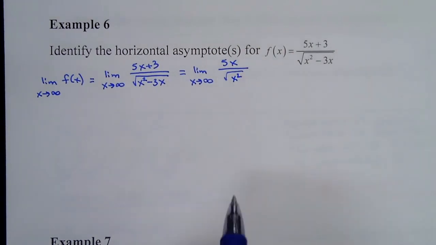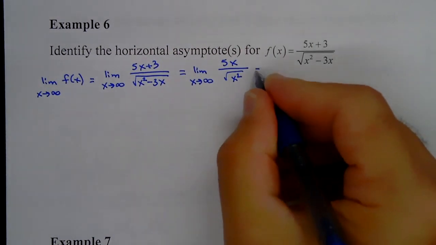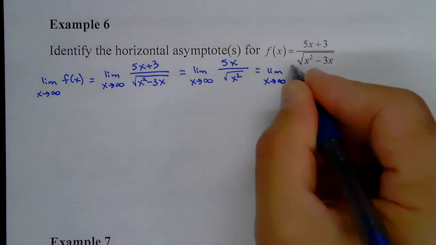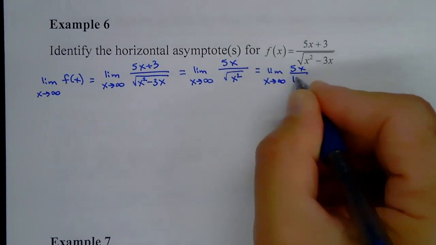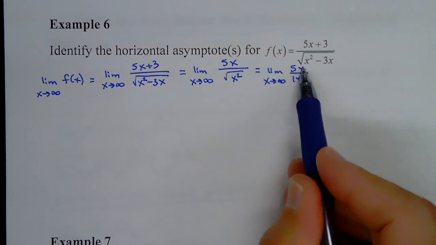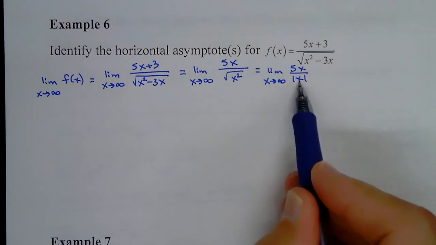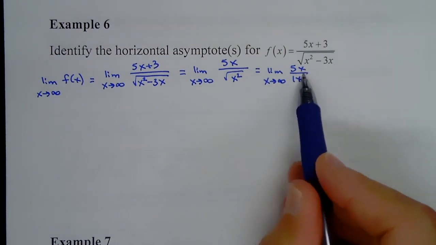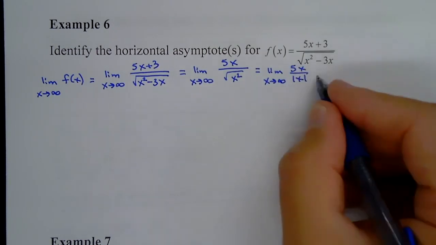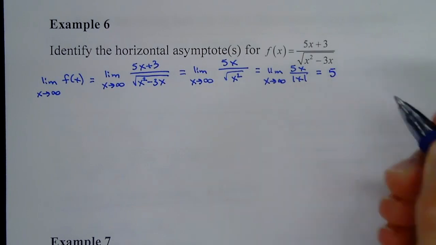And we should know from last year, this was harped on a lot by me, the square root of x squared is actually the absolute value function. So this is equal to the limit as x approaches infinity of 5x over the absolute value of x. Okay, so x is a positive number, so when you take the absolute value of a positive number, these are going to be the same sign. They're both going to be positive. So this just comes out to be 5.